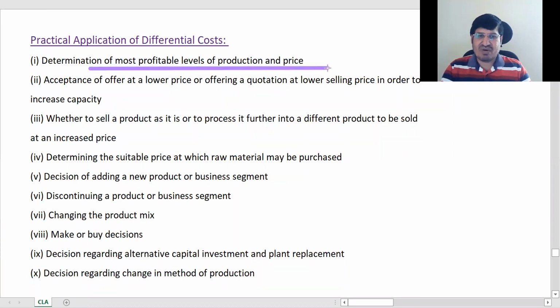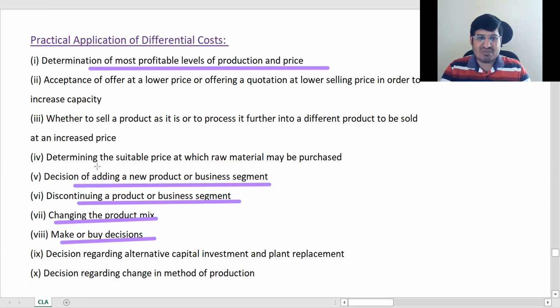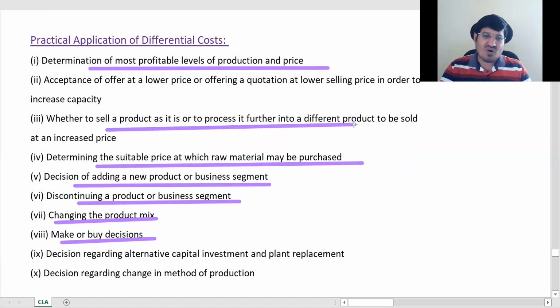Determination of the most profitable levels, product and price. Change of product mix, make or buy decisions, discontinuing a product, these are all marginal costing things, correct? Decision of adding a new product or business segment, determining the suitable price at which raw material may be purchased, whether to sell a product as it is or process further and sell. All these things we do with marginal costing also.